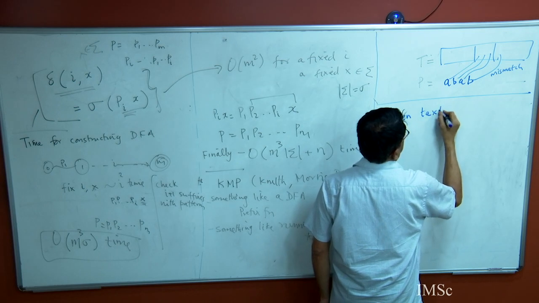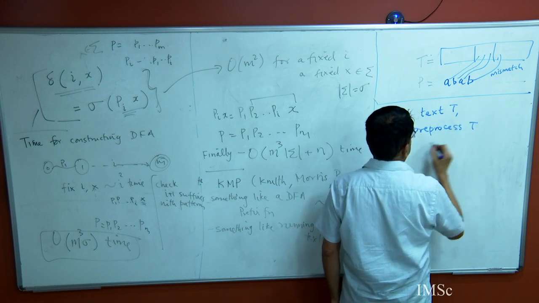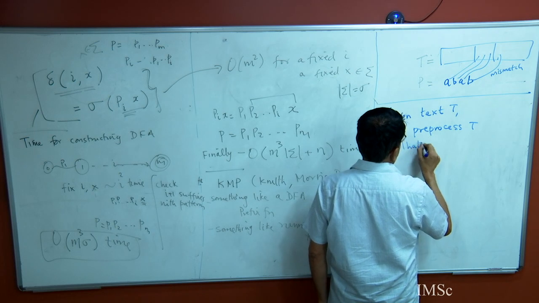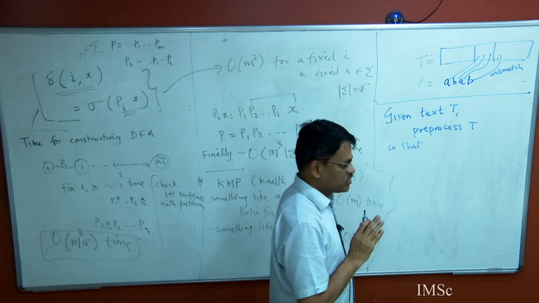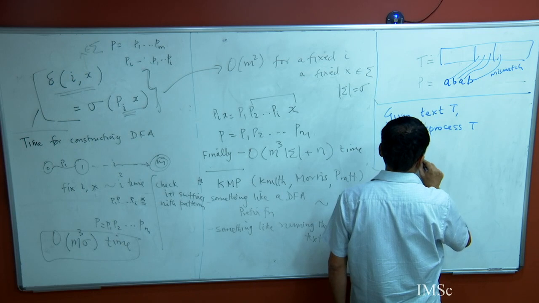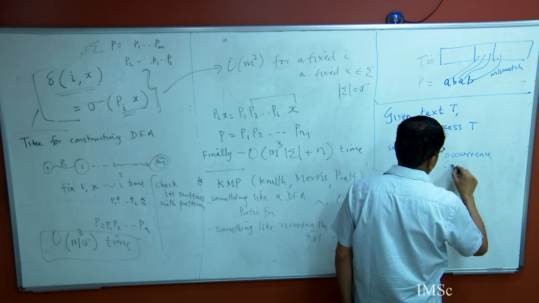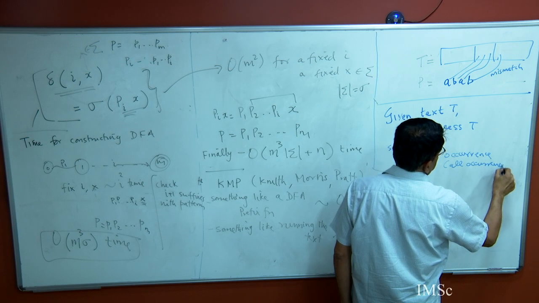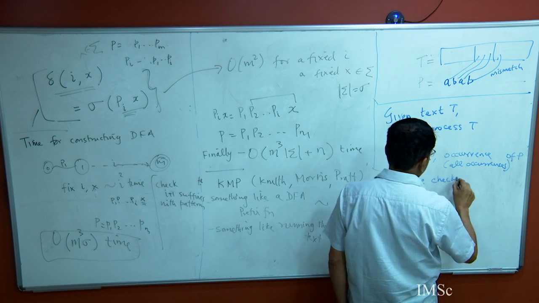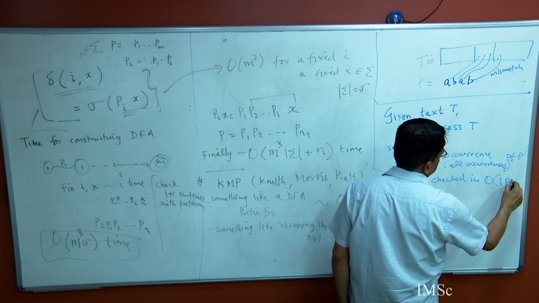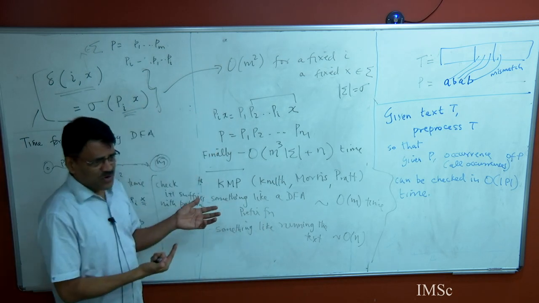Given text T, pre-process it so that, given P, an occurrence, or rather all occurrences of P, can be checked. Is the pattern size known or is that arbitrary? Arbitrary, nothing is known, no size, nothing. And I really want to compute this in order P time. This is sort of the reverse process of what we did for DFA.